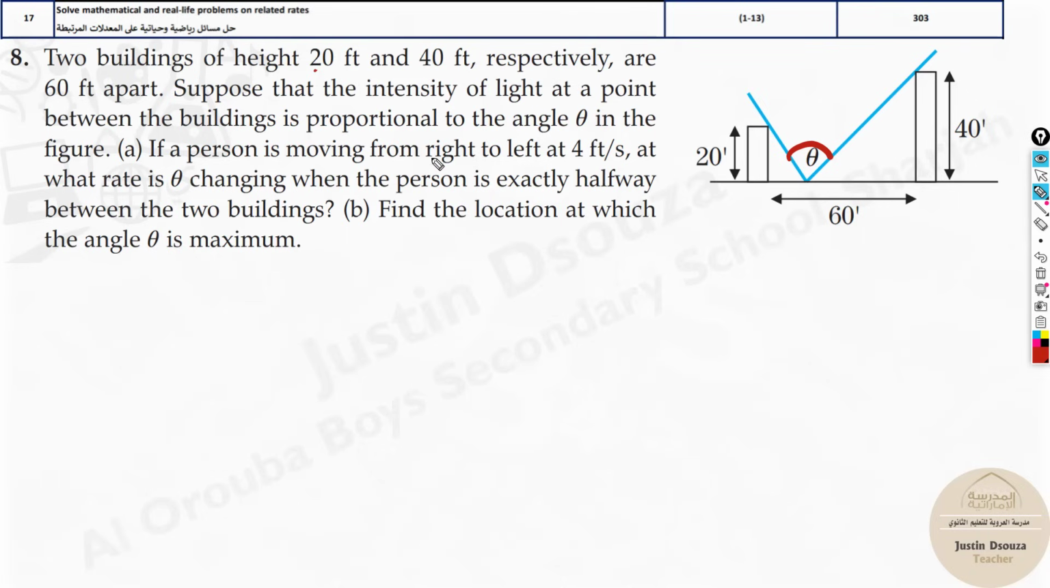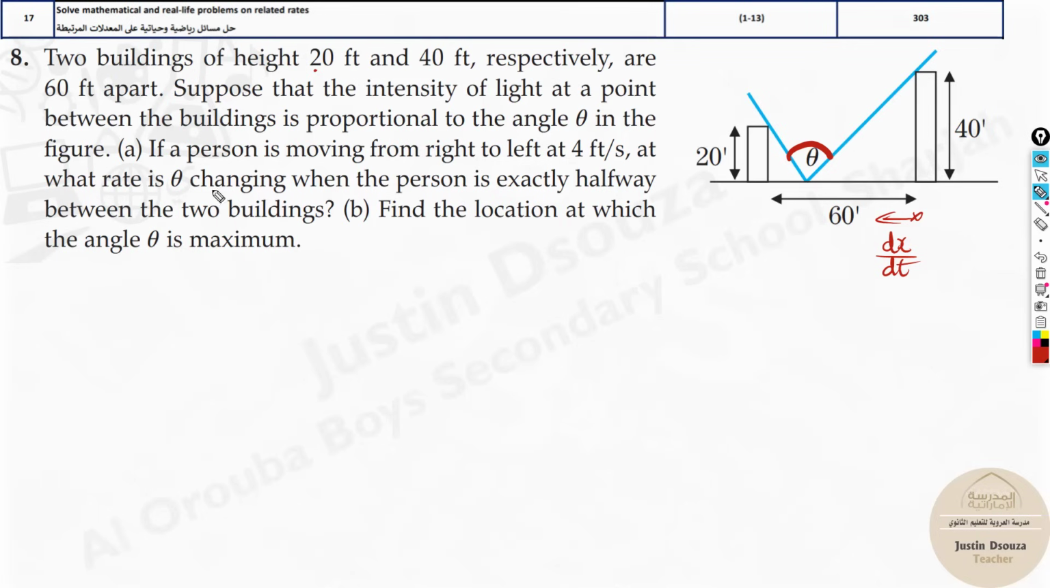Now, a person is moving from right to left at the rate of 4 feet per second. Now, this is important. What is this rate? This is in terms of time. You can write this as x dash. I'll write it as dx by dt because this is with respect to time, right? Feet per second. What does it mean? Feet is the distance x, the horizontal distance from right to left. Time is because it's per second.